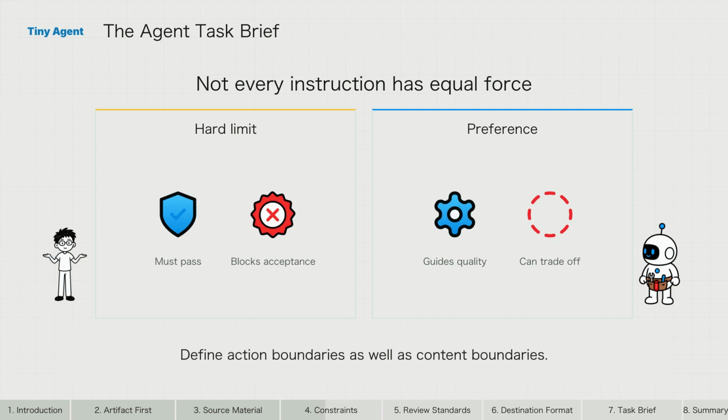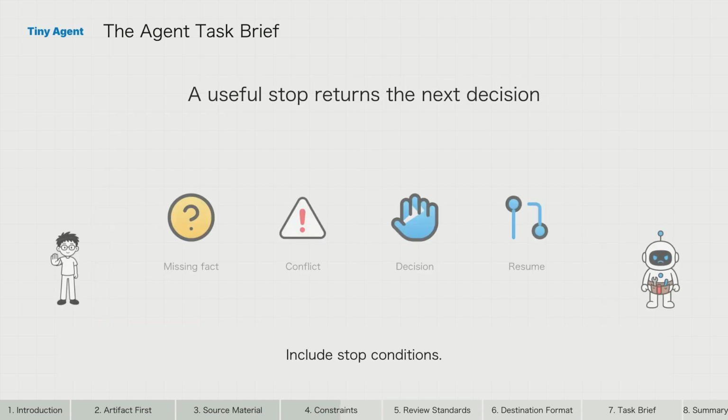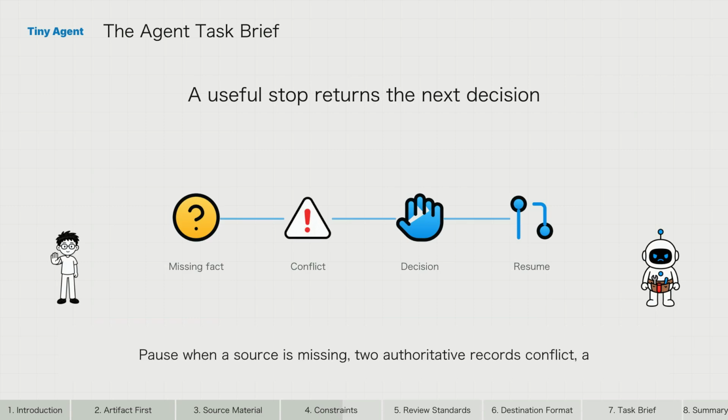Define action boundaries as well as content boundaries. The agent may read files and draft an email without permission to send it. It may prepare a publishing package without permission to make it public. Reversibility determines how much authority is safe. Include stop conditions. Pause when a source is missing, two authoritative records conflict, a cost crosses the limit, a permission is unclear, or the task expands beyond the brief. A useful stop returns the blocker and the smallest decision needed to continue.